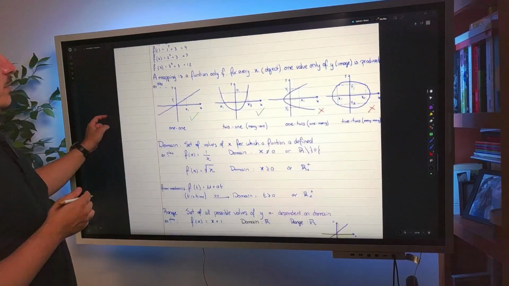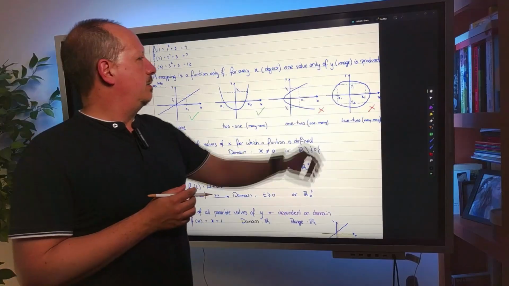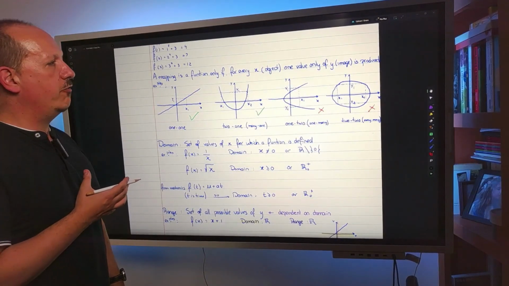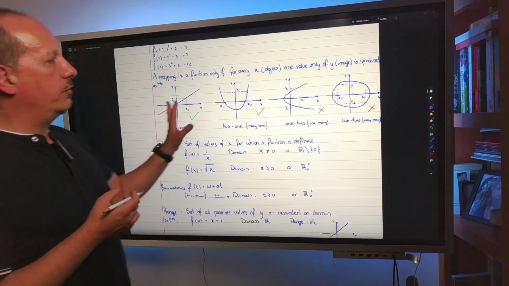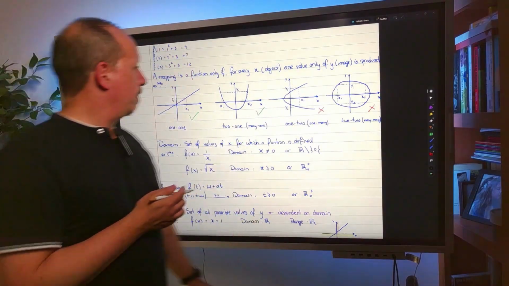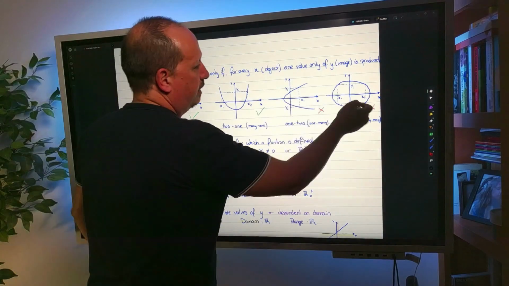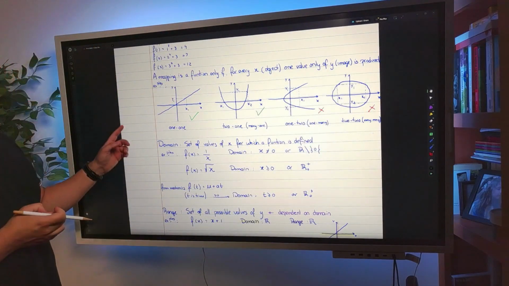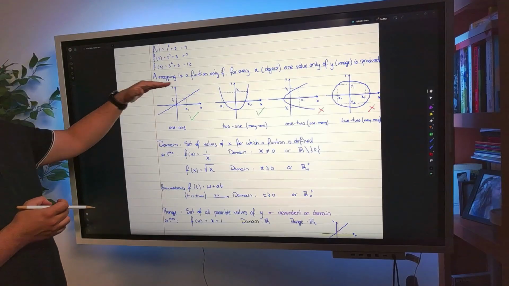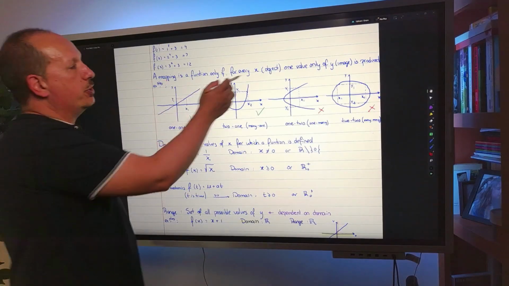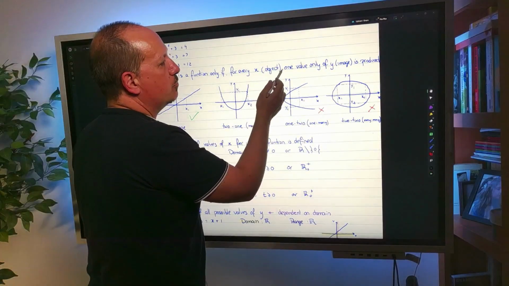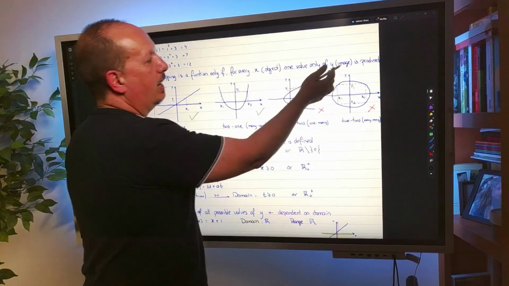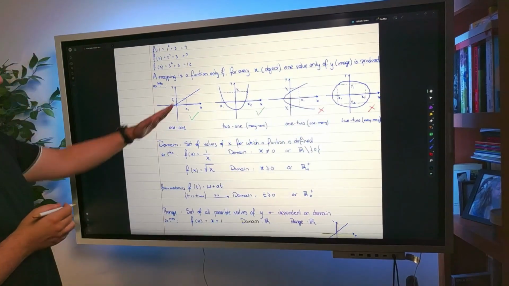For example, you have here many different ways of sketching the graphical representation of mappings, but not all of them are functions. The last two, as you can see here with the crosses, are not functions. And why is that? Because for a mapping to be a function, for every object, you are going to get only one value of y, one image. And this happens over here.